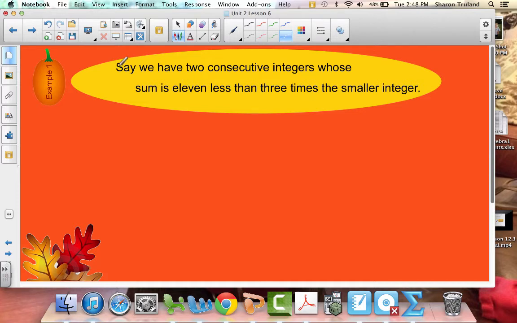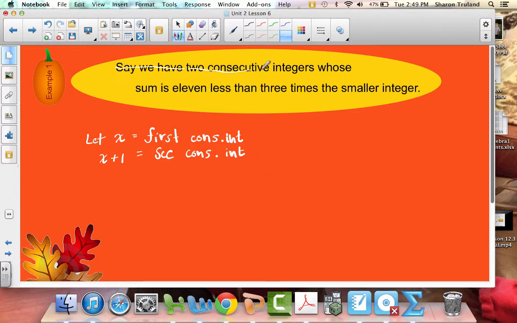All right, word problems. What did I say to do? Oh, read word by word, cross off what we know. Say we have 2 consecutive integers. Okay, consecutive integers. Not odd, not even, just consecutive. So x is the first consecutive integer. And then consecutive means the very next one, which means I'm going to add 1 onto that to get the second consecutive integer.